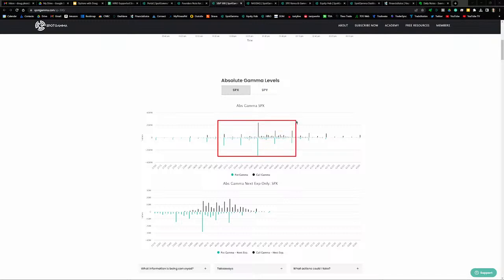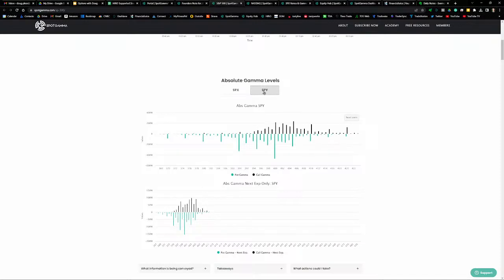Significant gamma is between 3,900 to 4,100. So that's SPX. Here's SPY. For SPY, 400 is the key gamma strike, and that's pretty obvious, the strike with the largest absolute gamma. And then 390 is the put wall, again the strike with the largest net negative gamma.